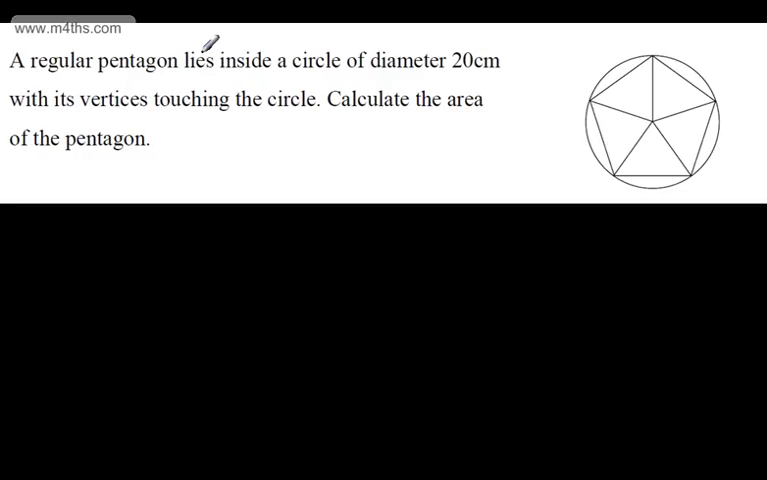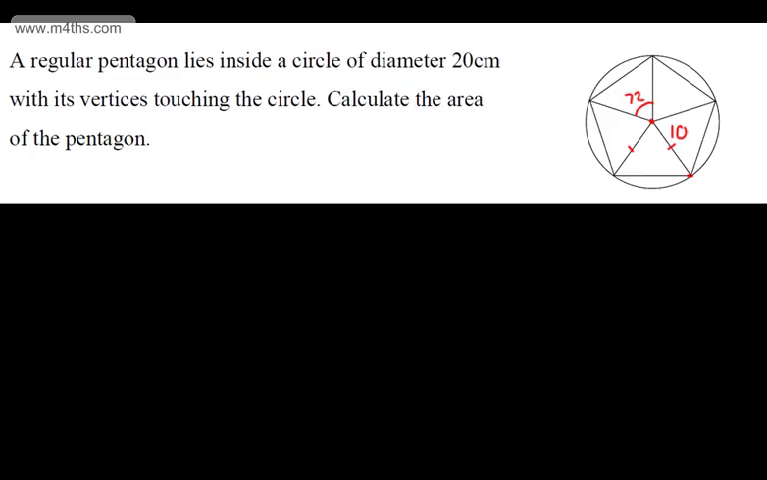We're told a regular pentagon lies inside a circle of diameter 20 centimetres, with its vertices touching the circle. Calculate the area of the pentagon. So if we think about this, if this is a regular pentagon, we're simply going to find one of these angles, and those angles are going to be 360 divided by 5. 360 divided by 5 means each of these are going to be 72 degrees. If we then consider that all of these are going to be equal, these are the radius or radii of the circle, as we've got the centre and we've got the vertex touching the circumference. So if we've got a diameter of 20, we've got a radius of 10.